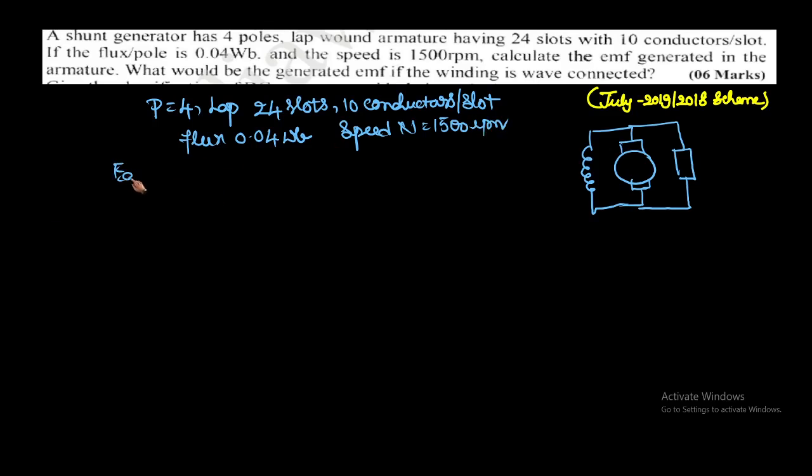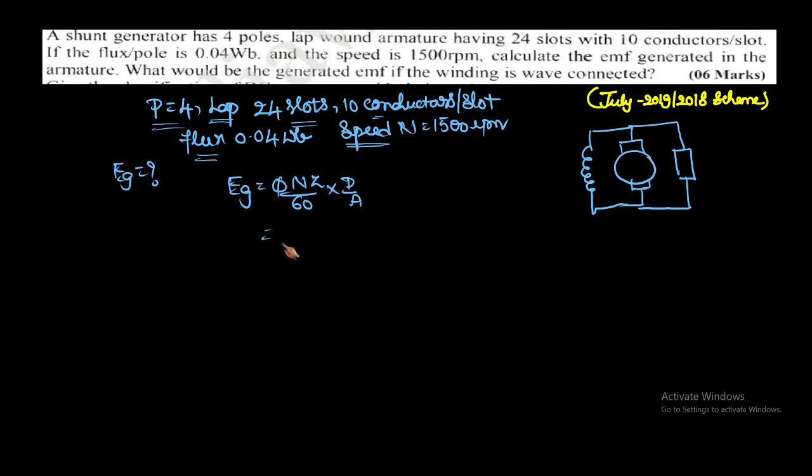So what is the EMF generated? From the given information, you have to see which formula to apply. You can see phi N Z by 60 into P by A. Flux is given, speed is given, total number of conductors is given, P is given, and it is lap winding. So everything is given, and we can apply that formula. First formula, EG equals phi N Z by 60 into P by A.